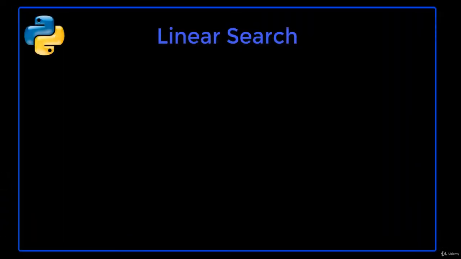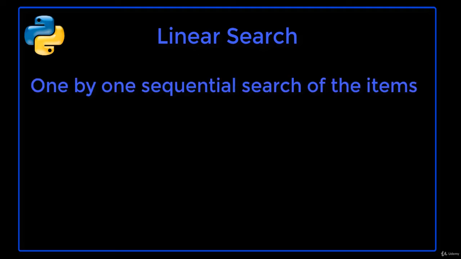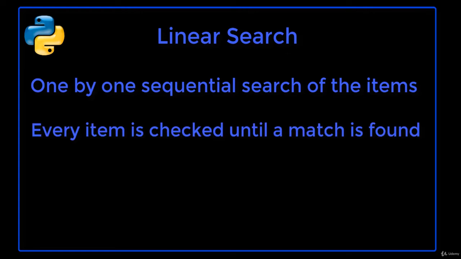In this lecture, we will learn what a linear search is and how to implement a linear search using Python code. A linear search is a one-by-one sequential search of the items. Every item is checked until either a match is found or the end of the collection is reached.